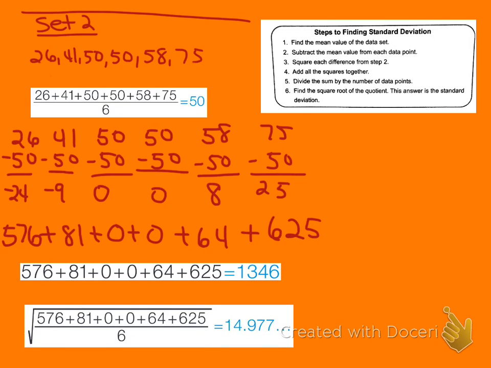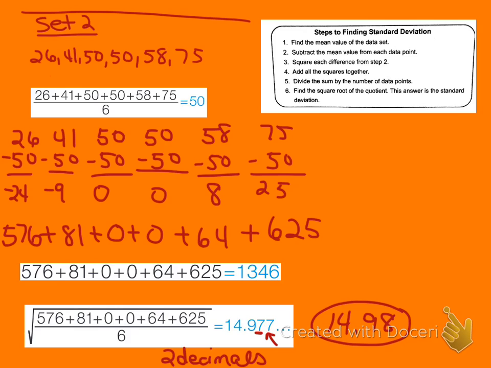All right, so I wanted to bring this in here to show you that on the calculator, we kept all the decimals when we divided by 6 and then took the square root. So your answer, we're going to do to 2 decimals. We look at that 7 to see if it goes up or stays the same, and the 7 makes it go up. So your standard deviation is 14.98.